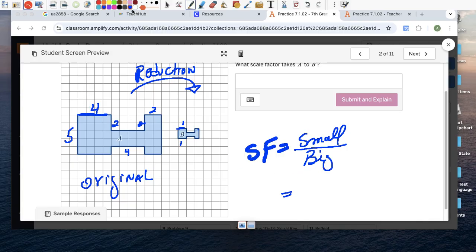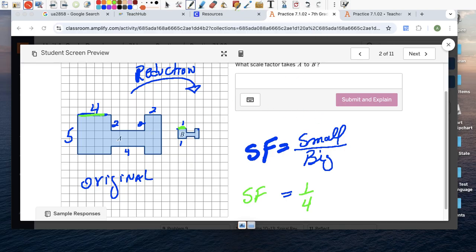So if you focus on, and I'll change colors here, these two corresponding sides, the 4 and 1, the small number is 1, the big number is 4, so the scale factor is a fourth. So in the copy version, the new side is 1/4 the size of the original.